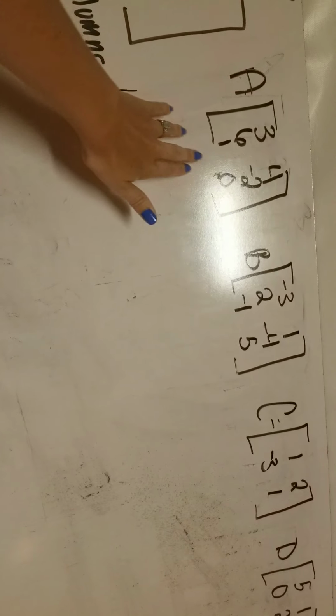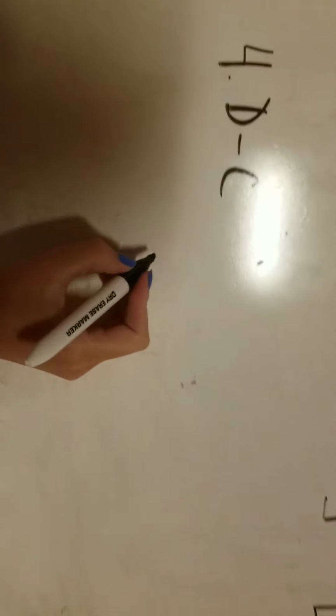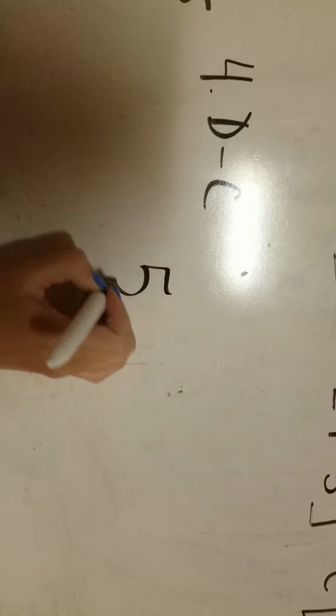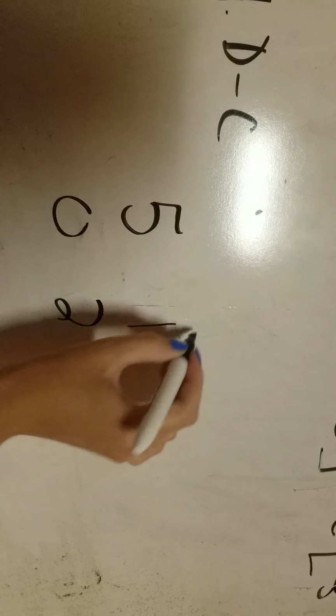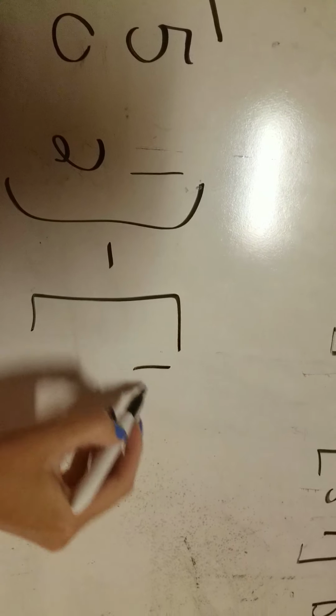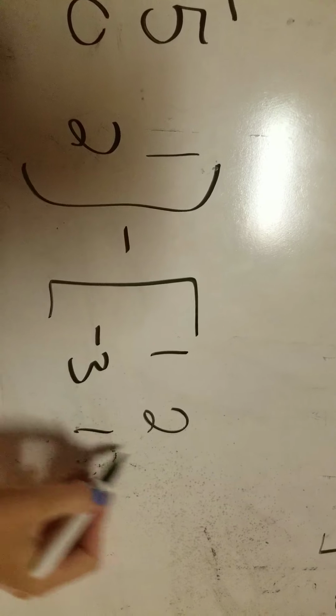So we have matrix A, B, C, and D. And number 4 says we're doing matrix D minus matrix C. All right. So D is, why do I keep grabbing it? I'll get my life together eventually. Okay. So we have 5, 1, 0, and 2 minus 1, 2, negative 3, and 1.